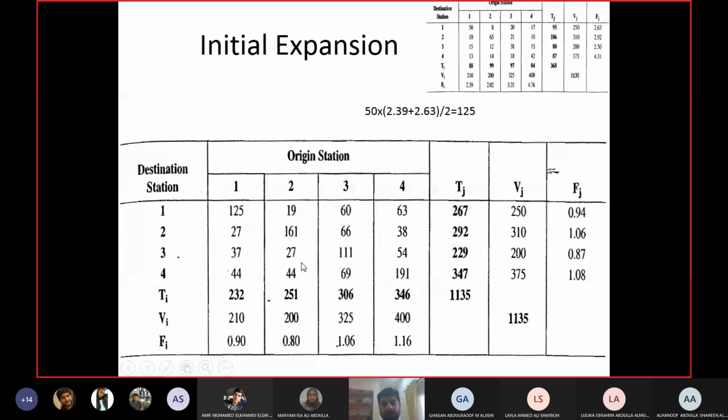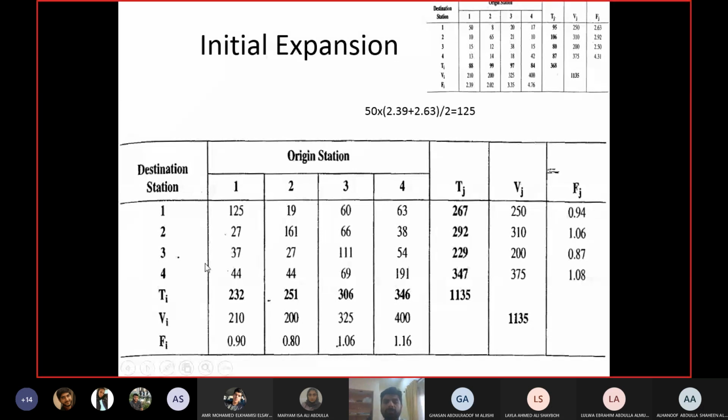Now you will apply the same procedure with the new factors. The values will be multiplied with the average of the new adjustment factors. So 125 will be multiplied with the average of 0.9 and 0.94. 19 will be multiplied with the average of 0.8 and 0.94 and so on. The same exercise must be repeated for all the values in the matrix because each value will change with so many columns and rows. So we cannot take one row or one column at a time. You have to take all of them.